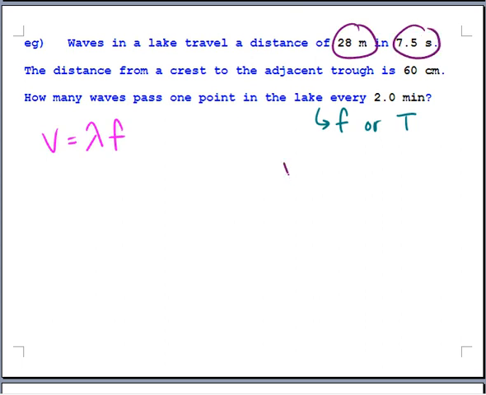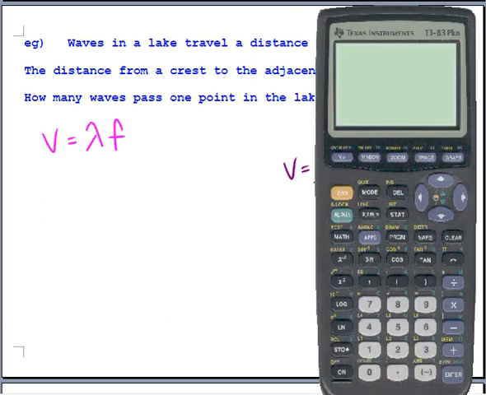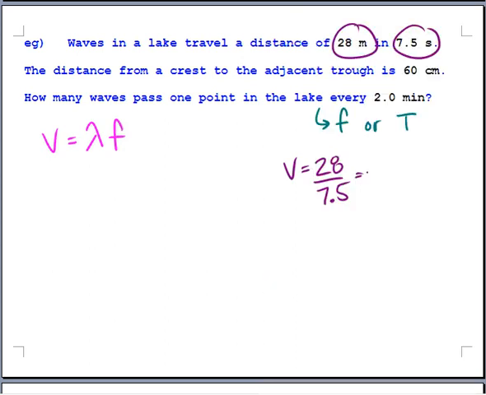So let's take those down. V equals 28 over 7.5 equals 3.7333 meters per second. So that value is going to go in as V. And I'll use the answer button when I get there on my calculator.